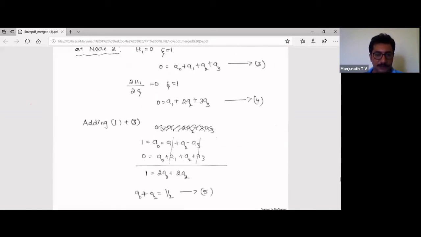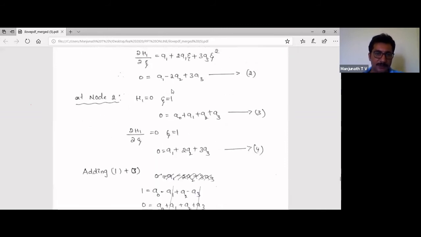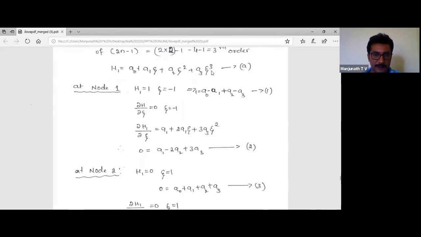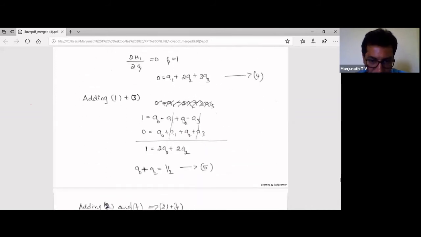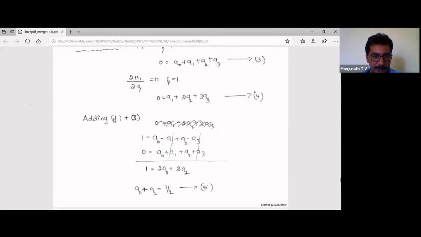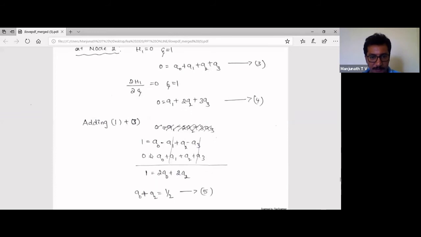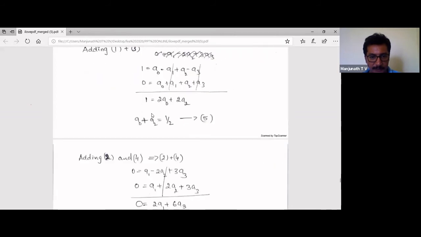Now we are going to simplify to find the constants, the generalized coordinates. So here A0, A1, A2, A3 are the generalized coordinates, which we are going to find by simplifying using all these 4 equations. First, add equation number 1 and 3. Minus and plus get cancelled, and only this remains: 1 is equal to 2a0 plus 2a2, so a0 plus a2 is equal to 1 by 2. Write this down as equation number 5.